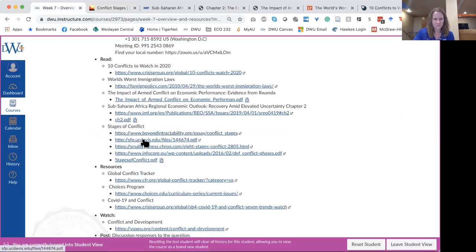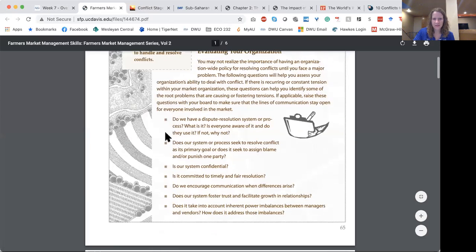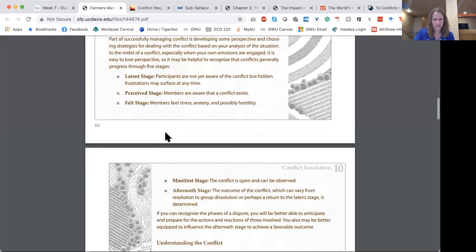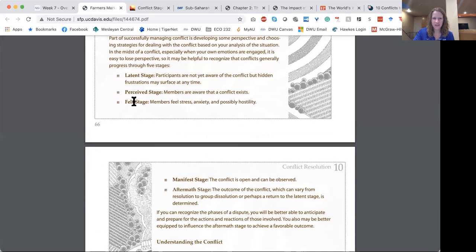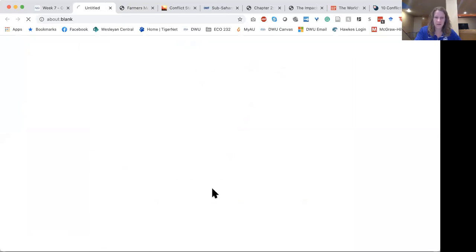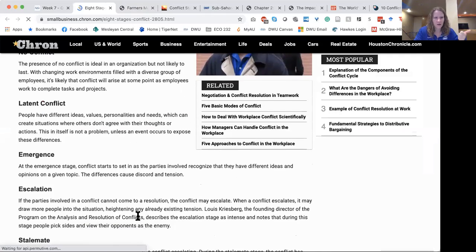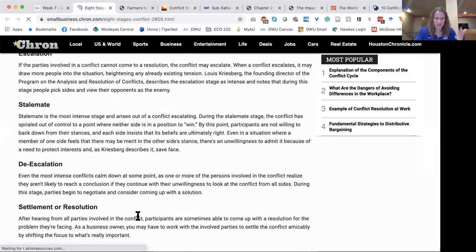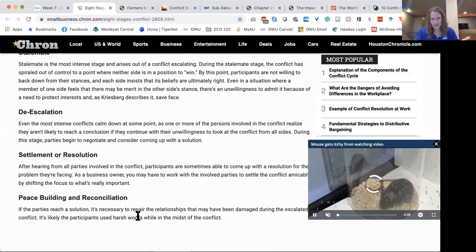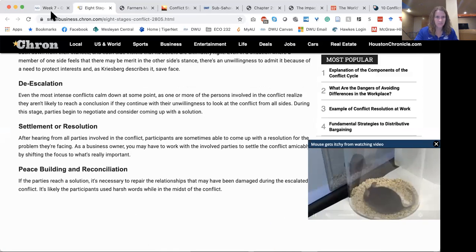The next one, I think this one has 5 stages. So you've got your latent, your perceived, your felt, your manifest, and your aftermath. So this one condensed it down to 5 stages. The same type of things are happening, but it's only got 5 stages in it. This one, again, gives those no conflict, latent, emergence, escalation, stalemate, de-escalation, settlement, and peace building. So this one gives you 8 stages.